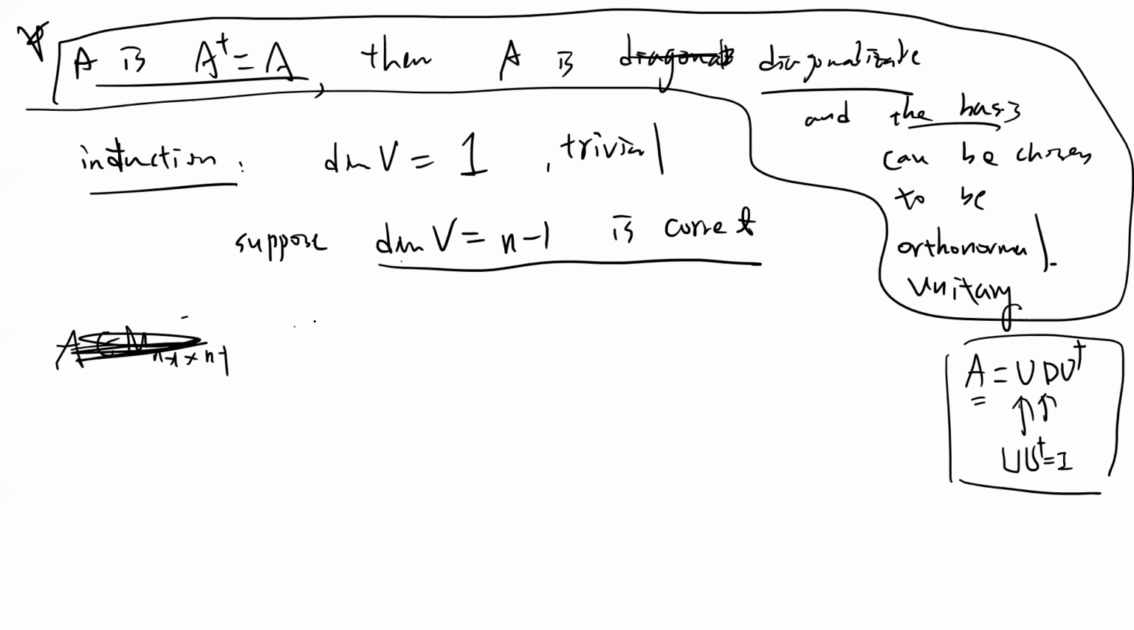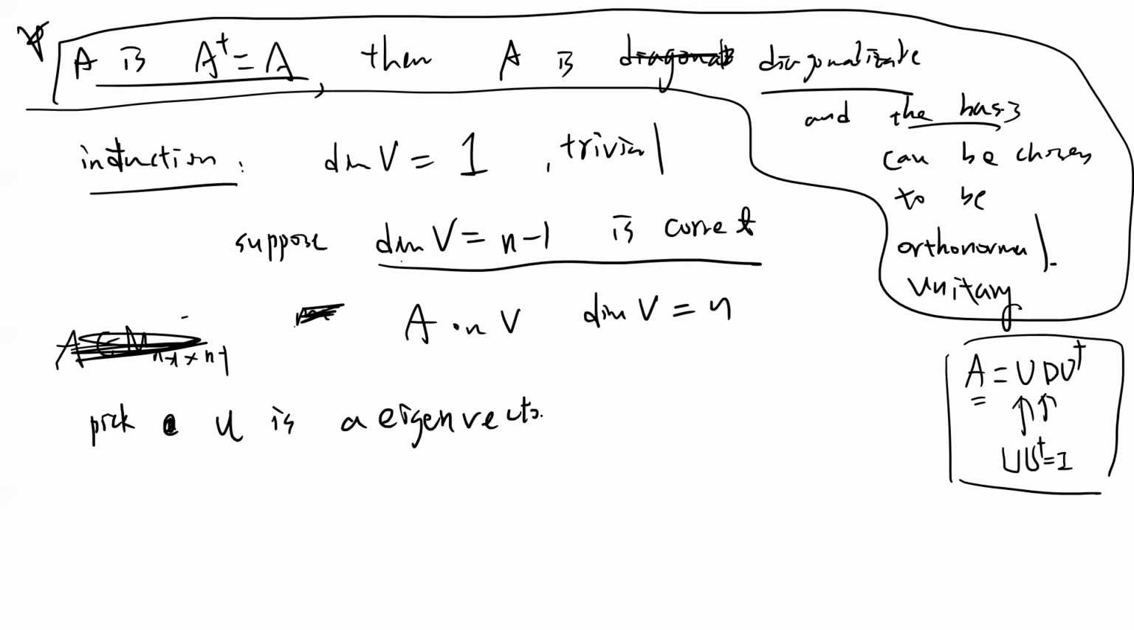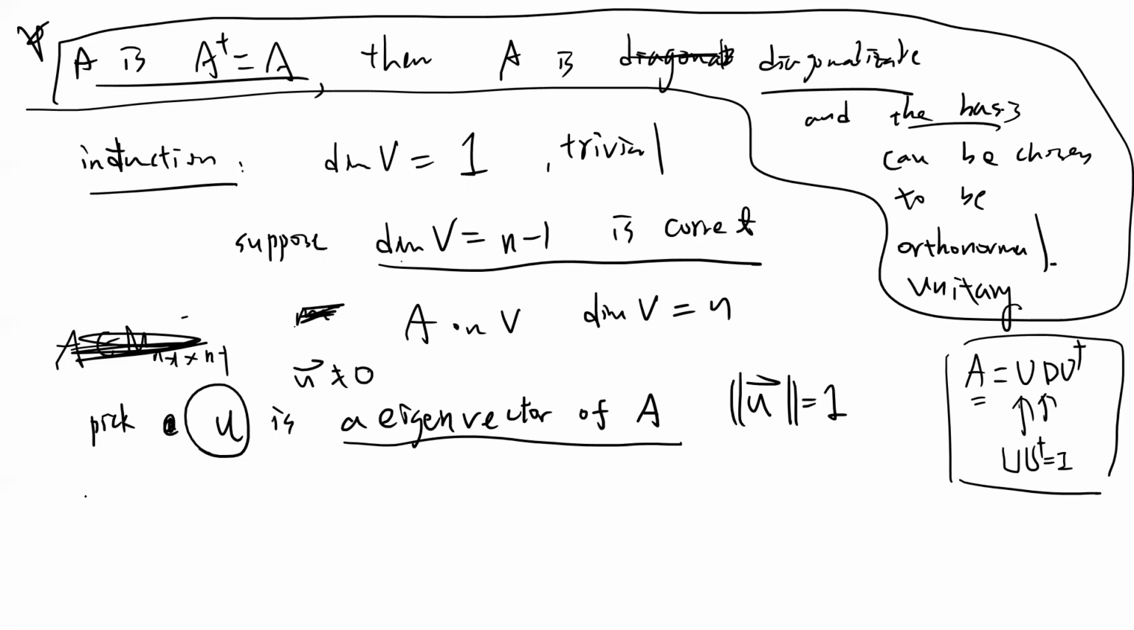Okay. Now let's assume that we have an operator A on V, and the dimension of V is n. I already know that there is always an eigenvector, so I can pick any eigenvector, let's say u, of A. There is a proof that any matrix always has an eigenvalue and an eigenvector. So U is non-zero, and I normalize U to have norm one. And I define W to be the span of U.